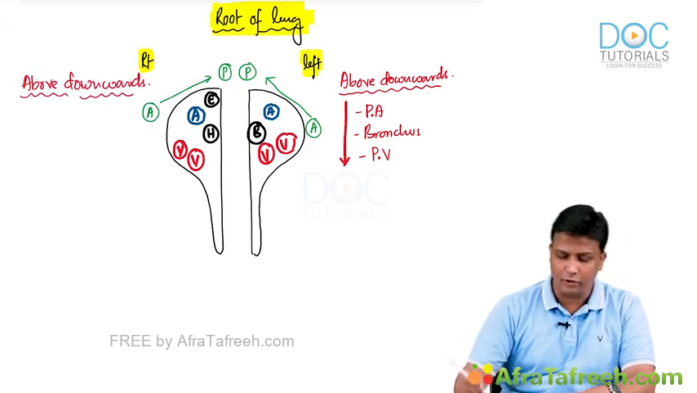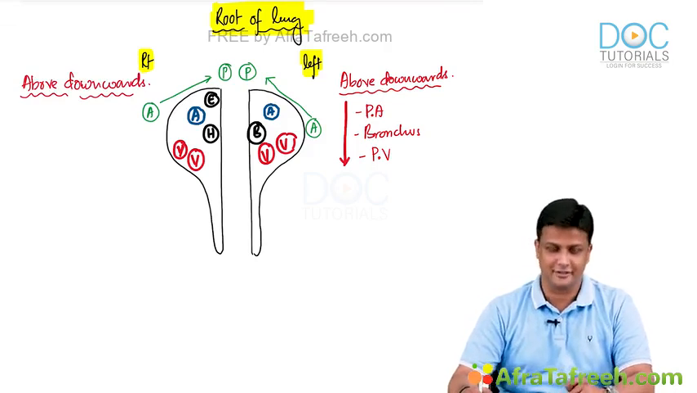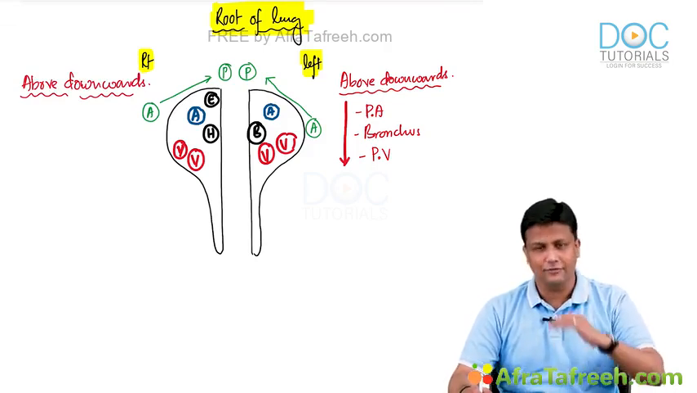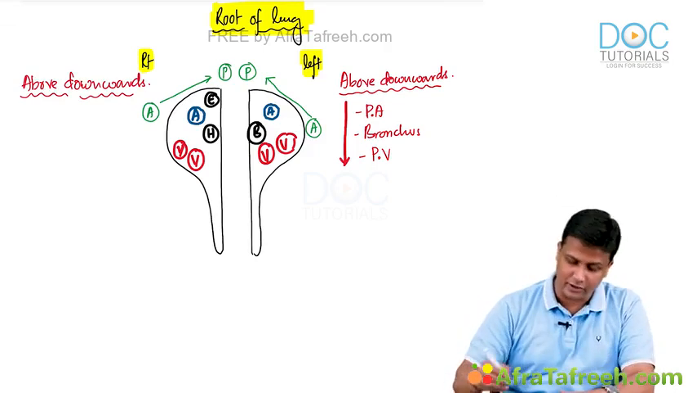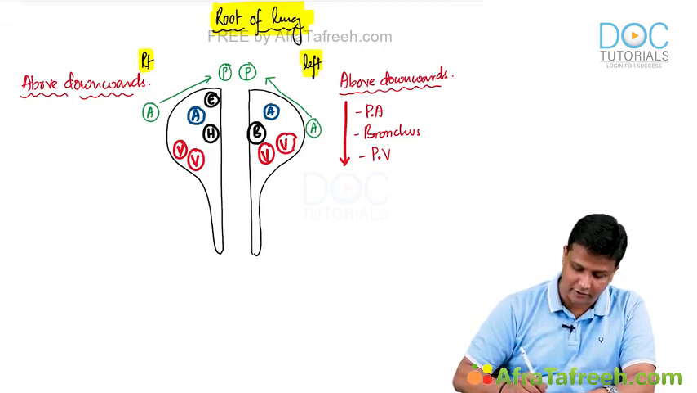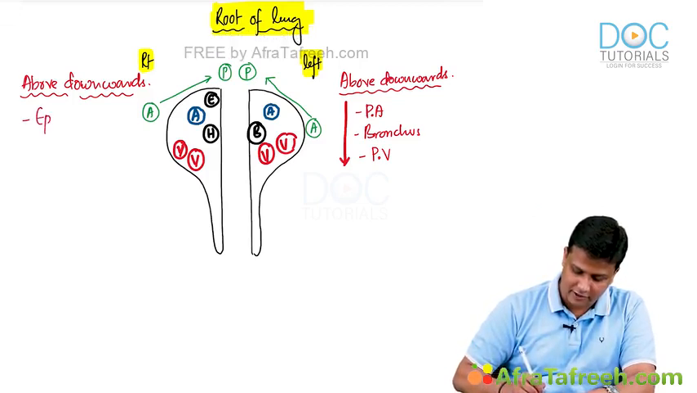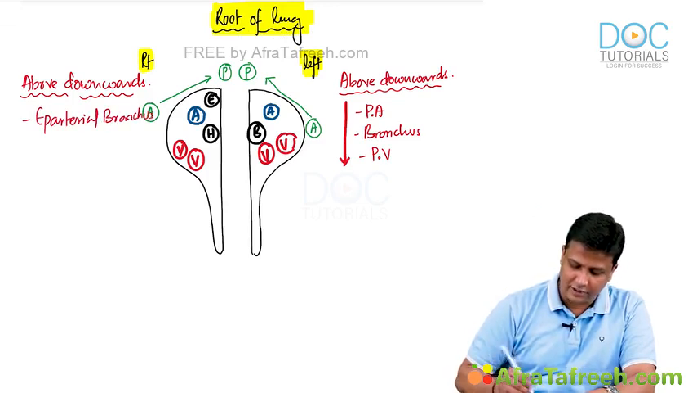Now here you got to be really alert, guys. Look at that right lung. First of all, superiorly, you'll have the eparterial bronchus there. E stands for eparterial bronchus, and the name itself is telling you it is above the artery.